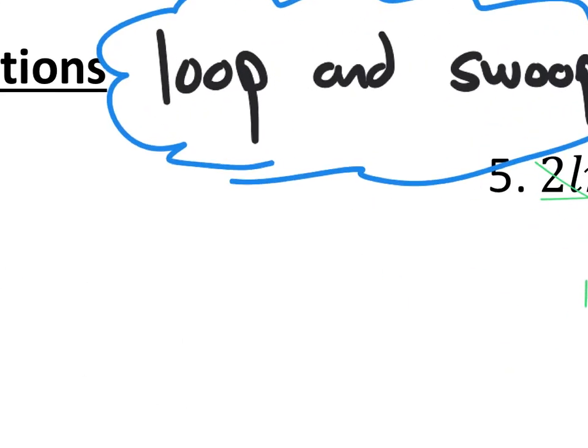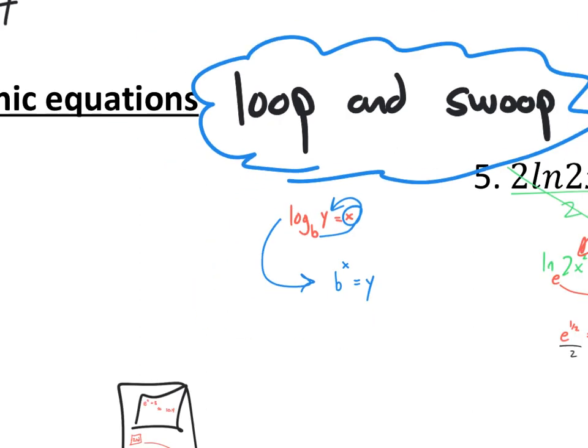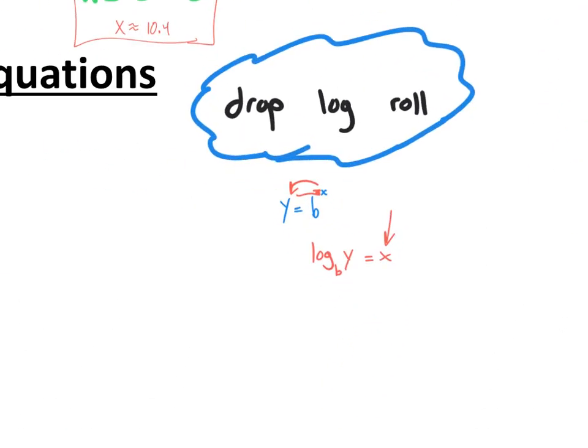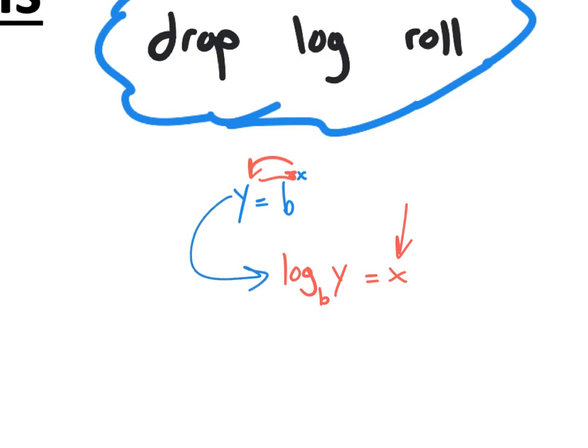Loop and swoop was when you are already in a log, so log base b of y is equal to x. It's where you take the base, raise it to the opposite power, and set it equal. So this goes from logarithm to exponent. Drop, log, and roll goes from exponent to logarithm.